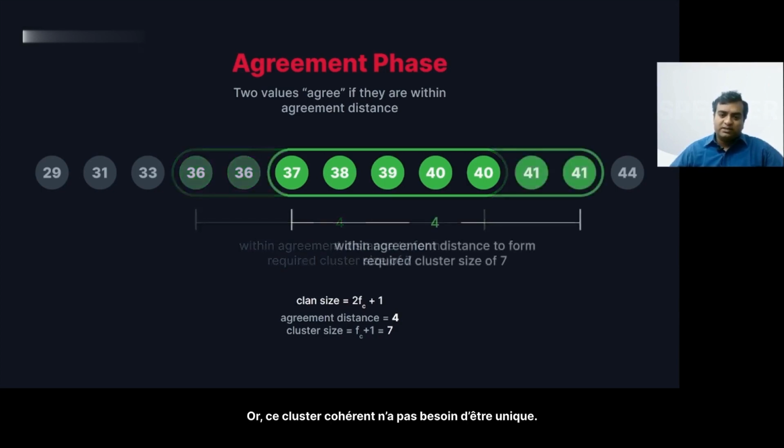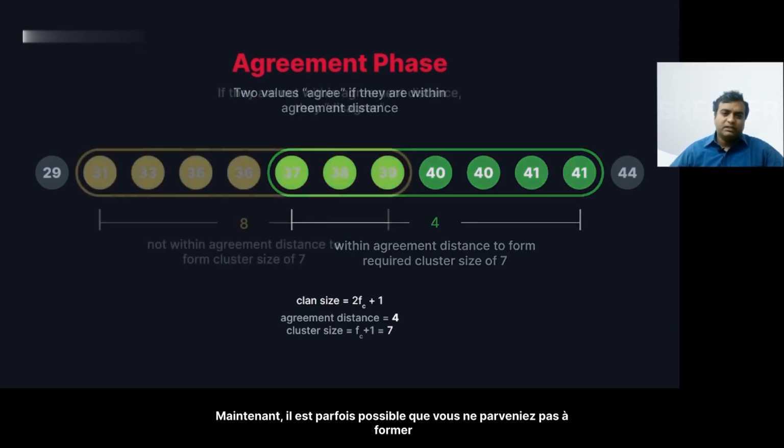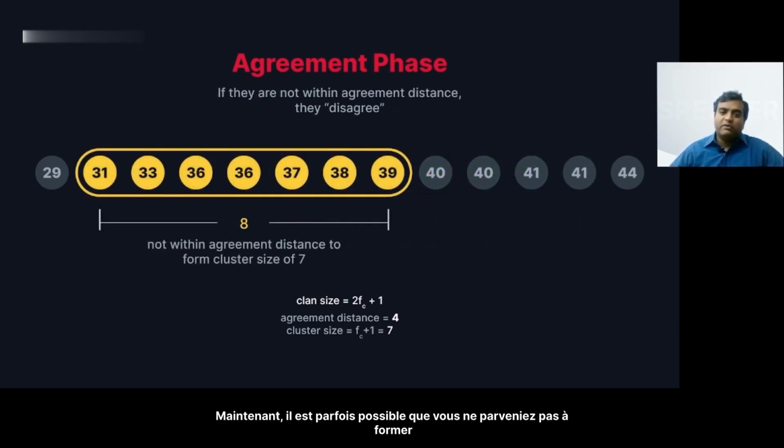Now, this coherent cluster need not be unique. It's possible that from the set of values, you can form multiple coherent clusters. For an aggregator, it's sufficient to form only one coherent cluster of more than 50% of the values so that you can ensure that there is at least one honest value inside this cluster. Now, sometimes it's possible that you are not able to form a cluster. So as you can see that maybe some of these values do not form a cluster within the distance of 4 because the distance between some of these values is 8.